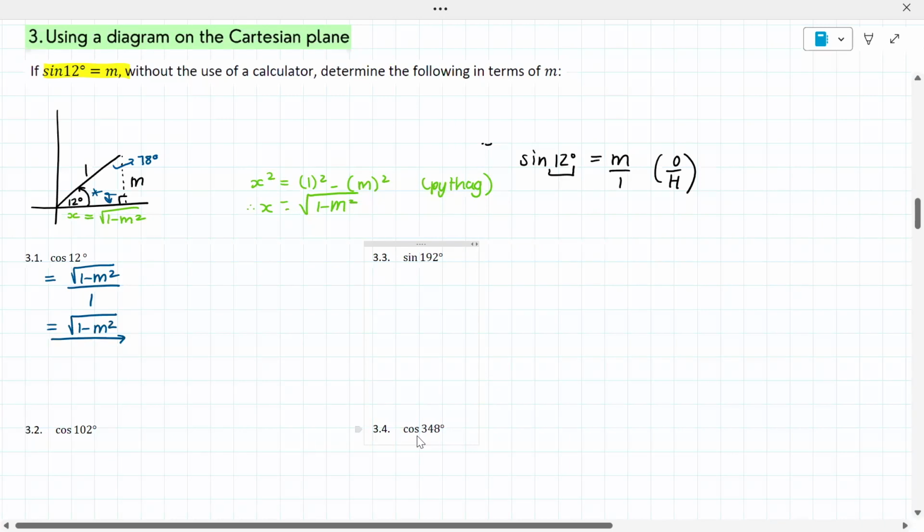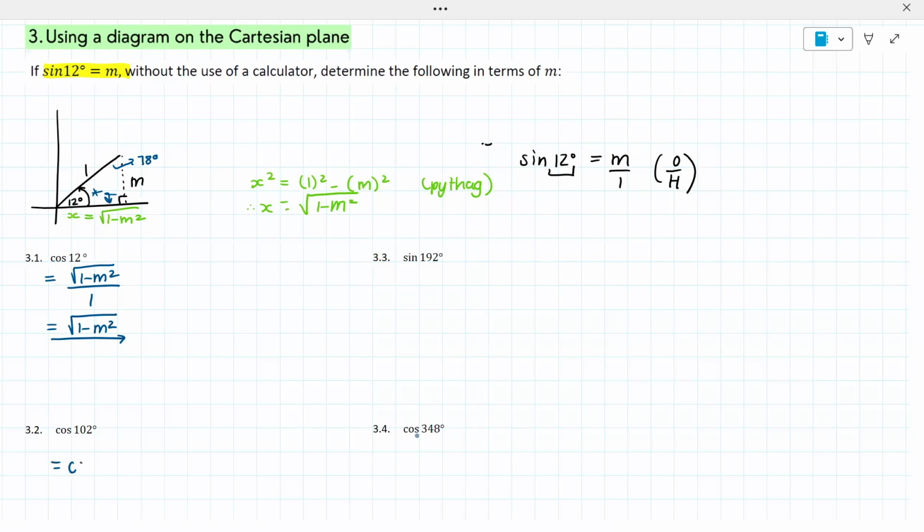We've got cos of 102. Now, if I look at my triangle, I don't have an angle of 102 there. That's also not possible in a right angle triangle. So now I need to think, okay, I've got an angle of 12. I've got an angle of 78. Could I potentially use a reduction formula to get 102 degrees? Well, yes, I can. Because if I use the reduction of cos 180 minus 78, 180 minus 78 is 102.